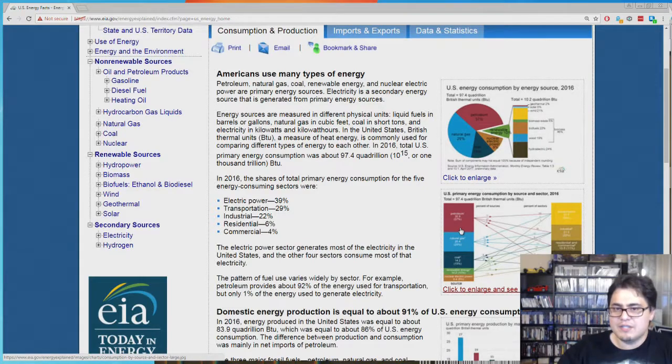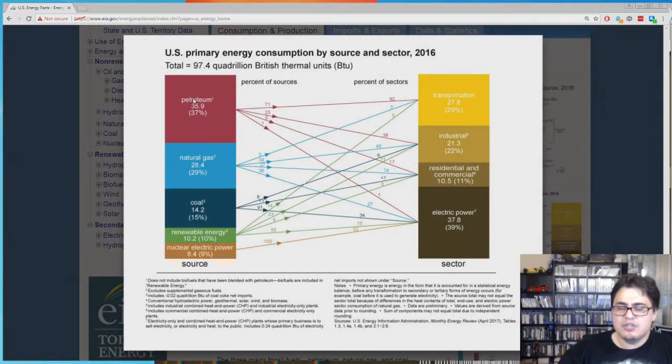And this is actually a really good graph over here. This shows the different types of sources we have and which sectors of consumption they go to. So you see we have transportation right here. Petroleum, natural gas, and renewable energy all go to transportation, and you can see a different percentage. Here, 92% of transportation is from petroleum, 3% is from natural gas, and 5% is renewable.